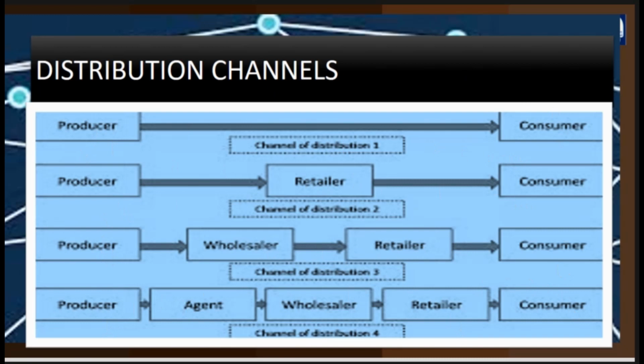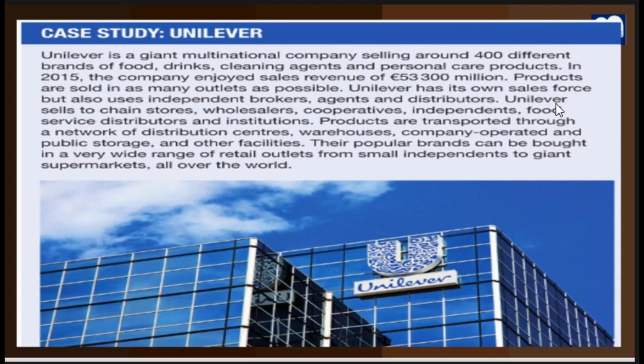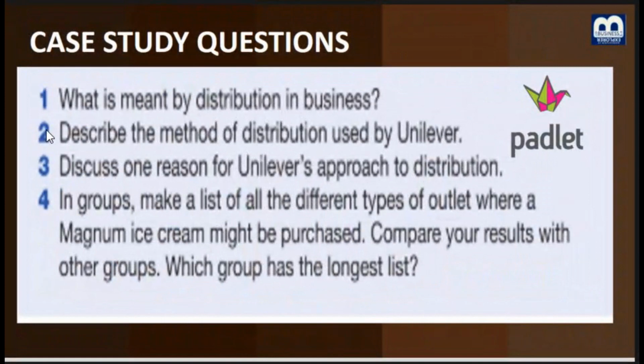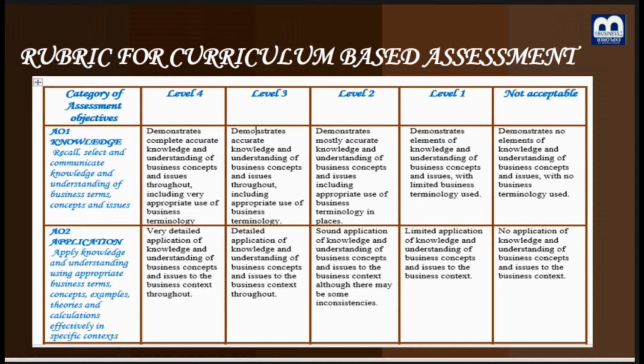Now let's check out a case study on Unilever. Let's solve this case study based on the questions asked for, and then you will have to answer the questions given under. The first question is, what is meant by distribution in business? Second question is, describe the method of distribution used by Unilever. Third question is, discuss one reason for Unilever's approach to distribution. The fourth question is a discussion which will be dealt in the next session. So these questions are discussed in our Padlet, and a self-assessment is made based on the rubric and Waggle based on assessment objectives. Now let's have a look onto the rubric for curriculum-based assessment.